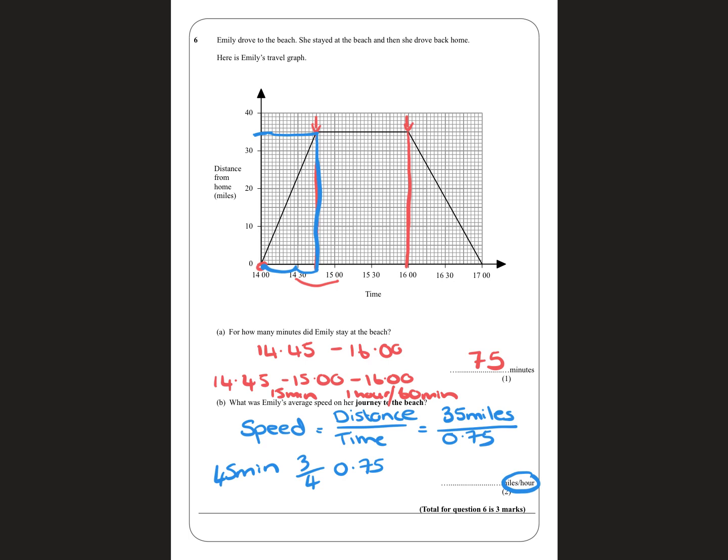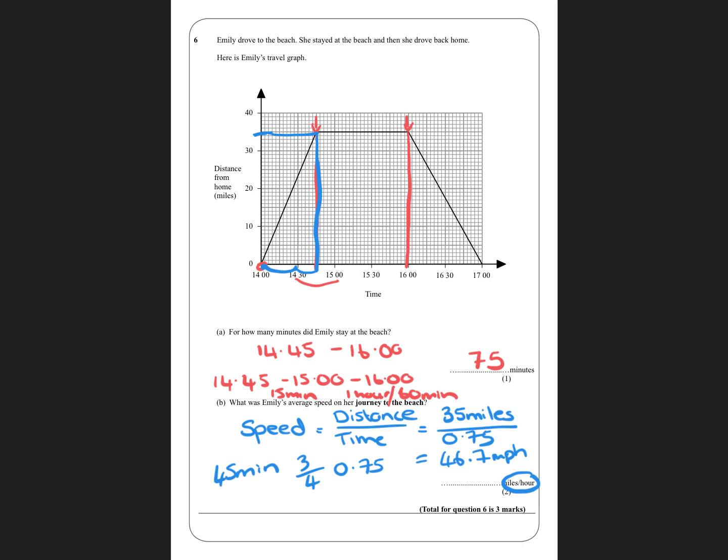So we're going to have to do 35 divided by 0.75, and that's something you would probably want to use your calculator for. So if you take out your calculator and work out 35 divided by 0.75, it comes up as 46.6 recurring. So that is 46 point, and if you round that to one decimal place, that'll be 46.7 miles per hour. So Emily was doing an average speed of 46.7 miles per hour, or you could round that even to the nearest whole number of 47 miles per hour.